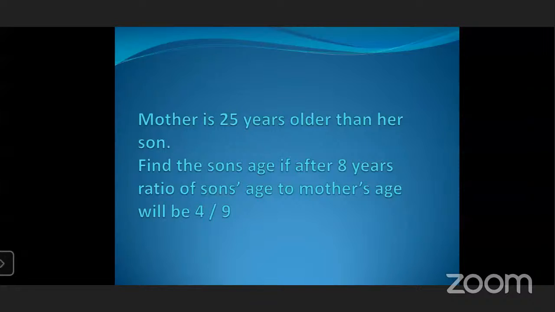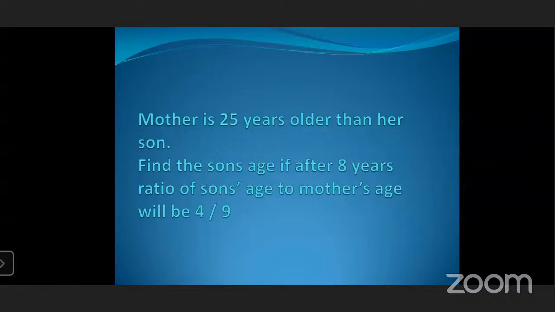Find the son's age if after 8 years... Now suppose after 8 years, the son is 5 years old now, and the mother is 5 plus 25, which is 30. That means if the child's age today is 5, the mother's age is 30. Now after 8 years, what would his age be? 5 plus 8, 13.